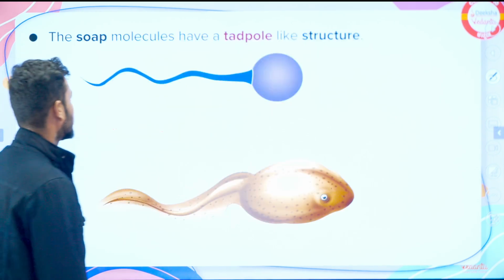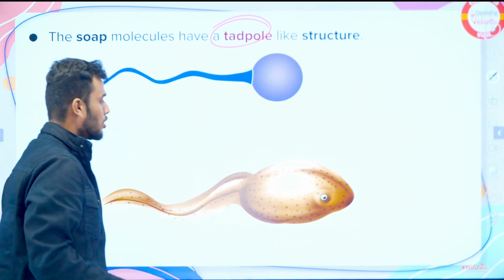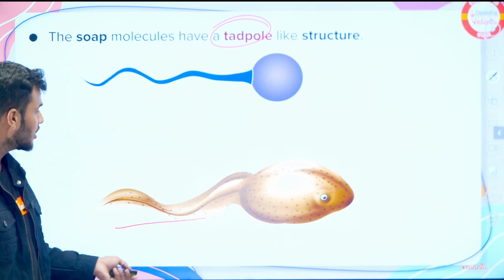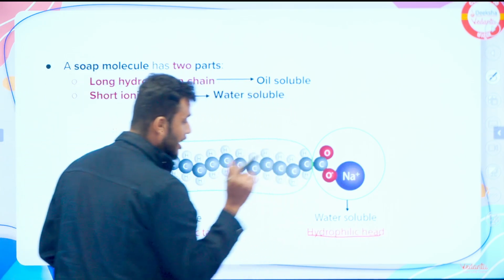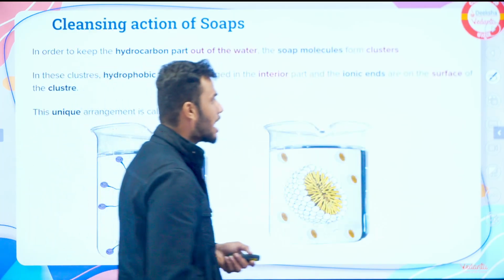The structure of a soap molecule looks like a tadpole. It has a head structure and a tail structure. This is a water soluble head, called the hydrophilic head, and the oil soluble tail is called the hydrophobic tail.